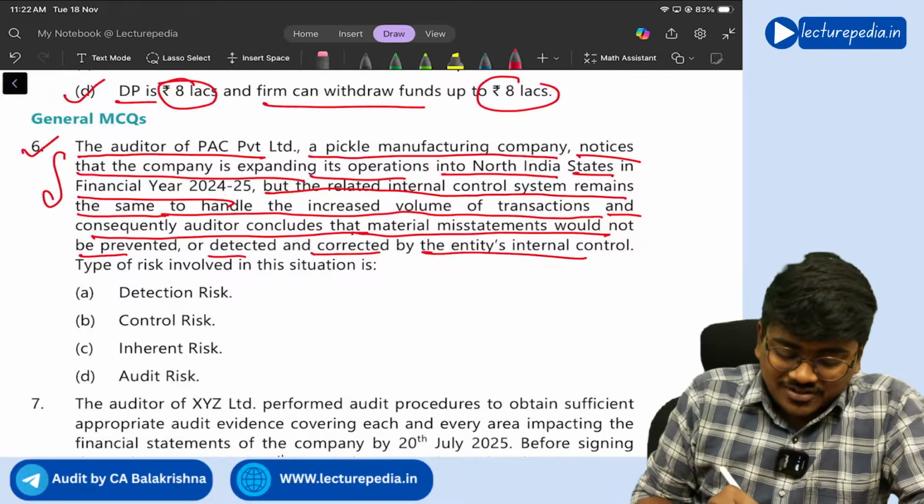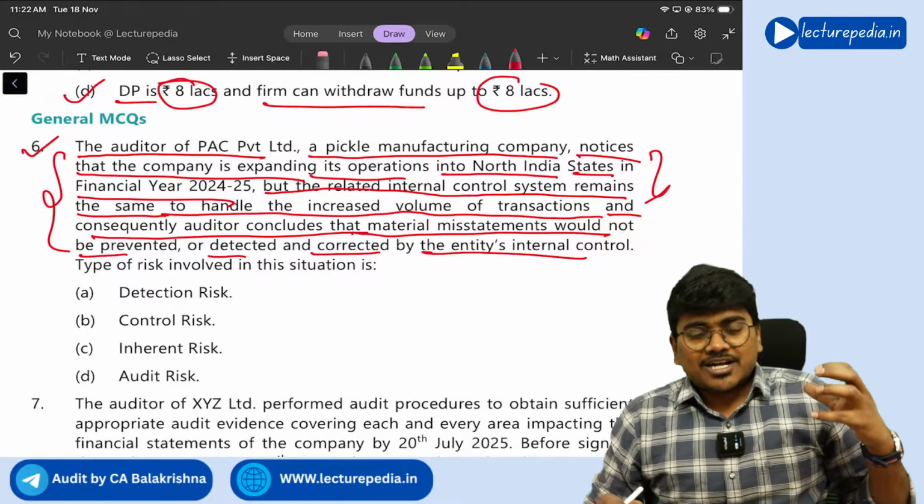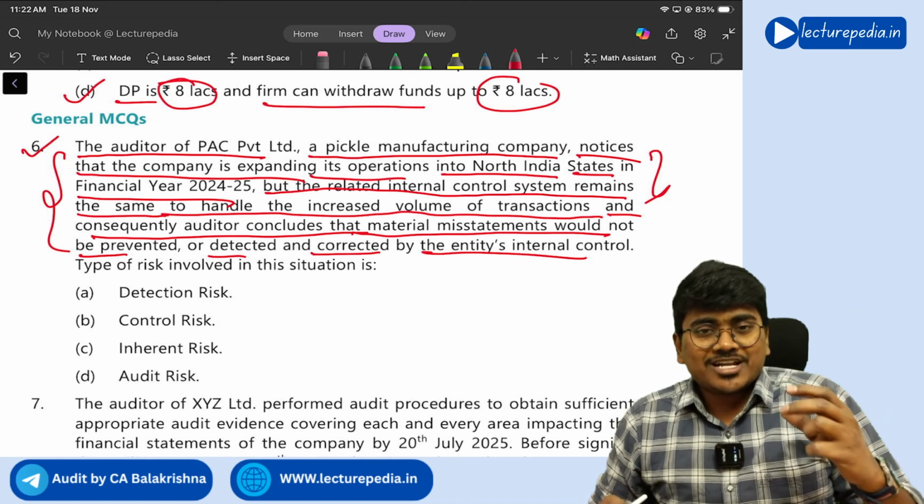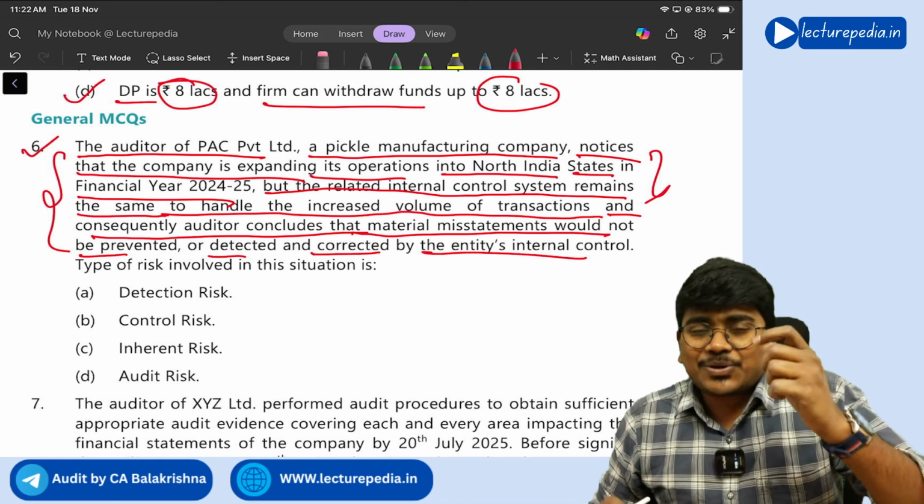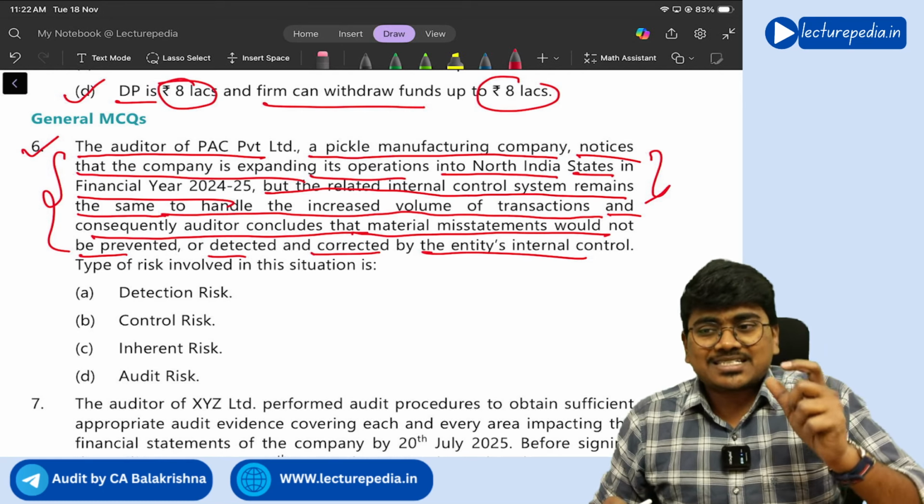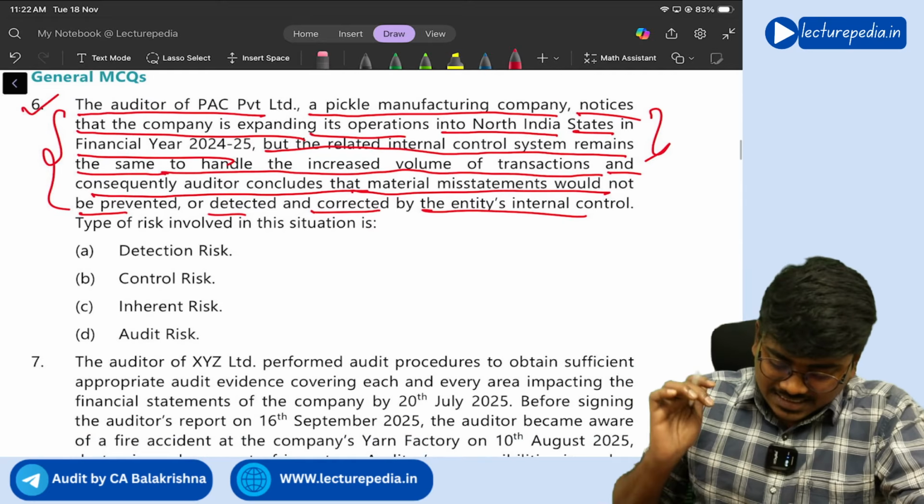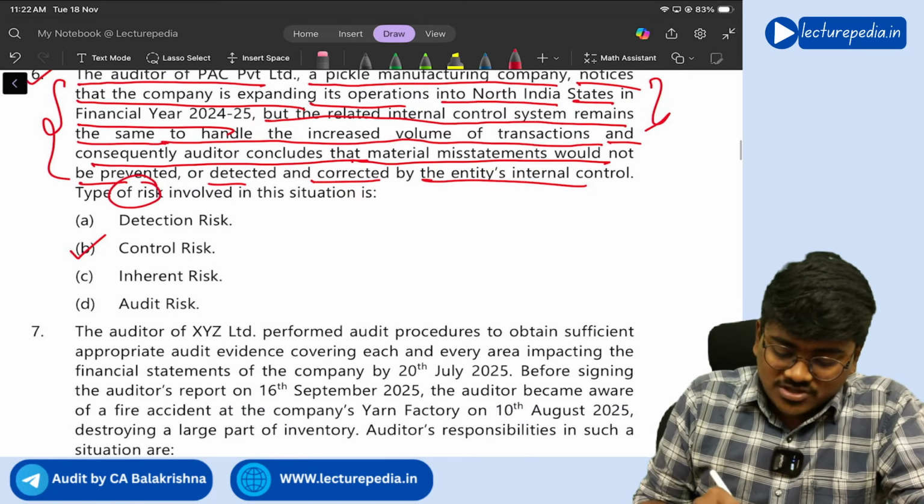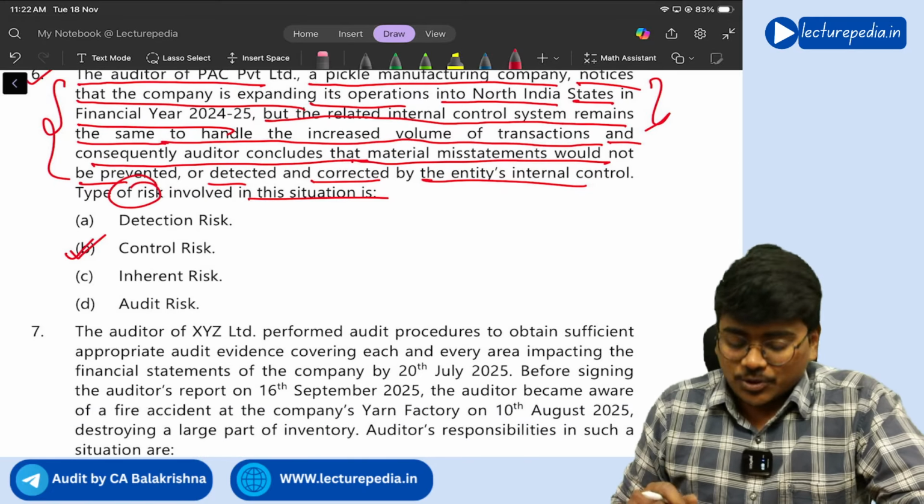So what definition are they talking about? If the internal control system cannot prevent, detect, correct misstatements, we call such risk a control risk. If you remember, control risk is part of audit risk. So option B is the correct option. The type of risk involved here is option B, control risk.